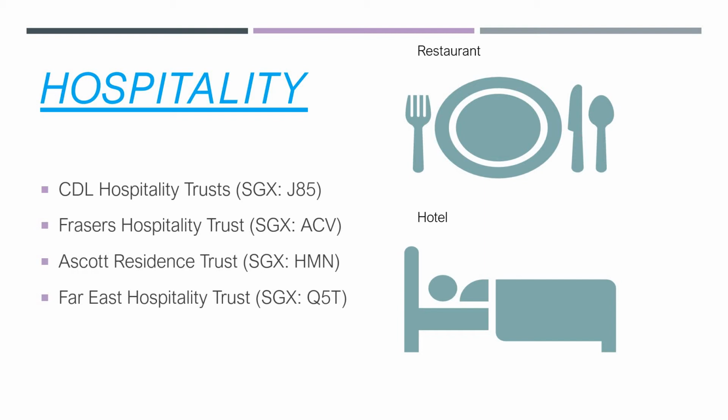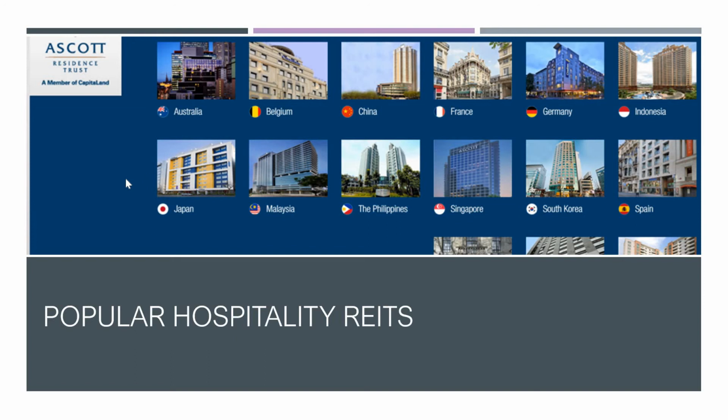But no worries, because eventually time will pass and people will start to travel around the world. Once people start to travel, they will eventually recover. A popular one will be Ascott Residence Trust. They own multiple buildings and hotels in Australia, Belgium, Europe, China, Asia, Malaysia, Japan, Singapore, all around the world. So this one is the most popular, and it's also the biggest hospitality REIT in the SGX market.